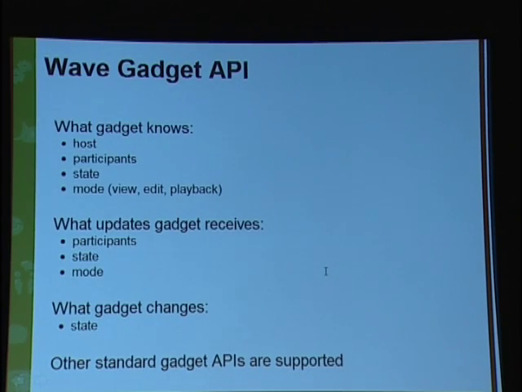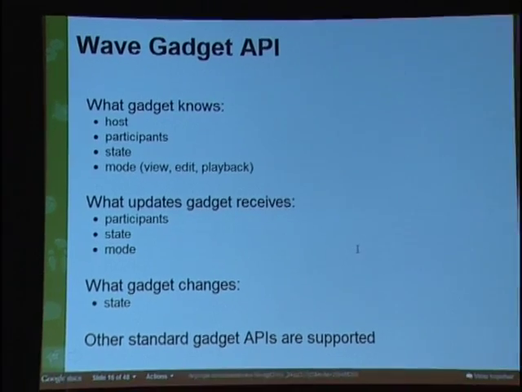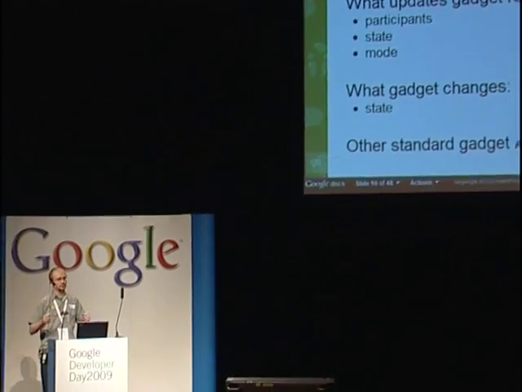And besides that, it has mode. Mode is the state of the editor in the current wave. So for example, if the participant just opened a wave, looking at it but not editing it, it will be in a view mode. If the participant clicks on edit, the gadget will receive the update that mode is edit. And in the playback, it will have the mode playback. So the point of this is to alter the behavior of the gadget depending on what's happening or in what form the participant sees it.